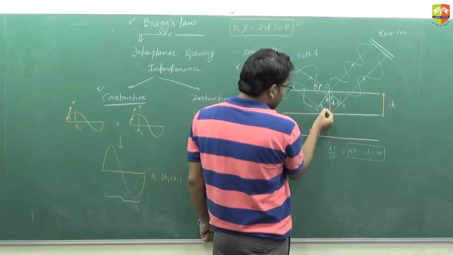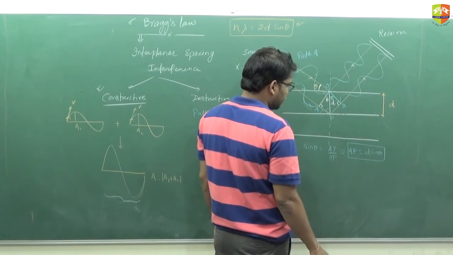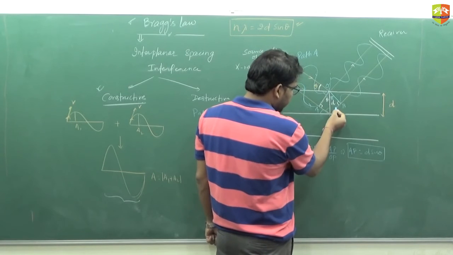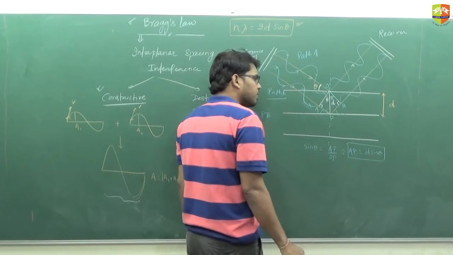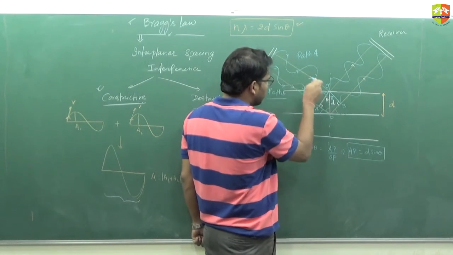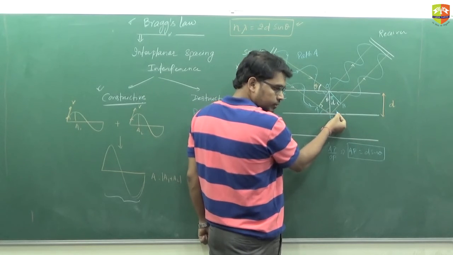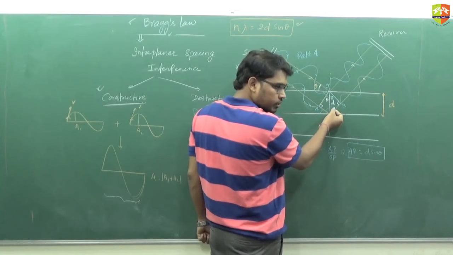This is theta. This should be theta. Okay, and this is also theta then? Yeah. This is 90 minus theta? Yeah. Then this is theta. This is 90 minus theta. What is this? This is theta. Since it is theta, this is parallel. These two angles must be equal. 90 minus theta to 90 minus theta.